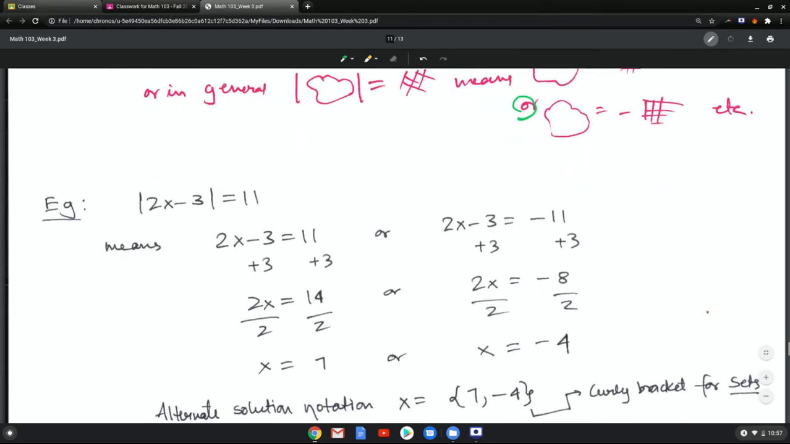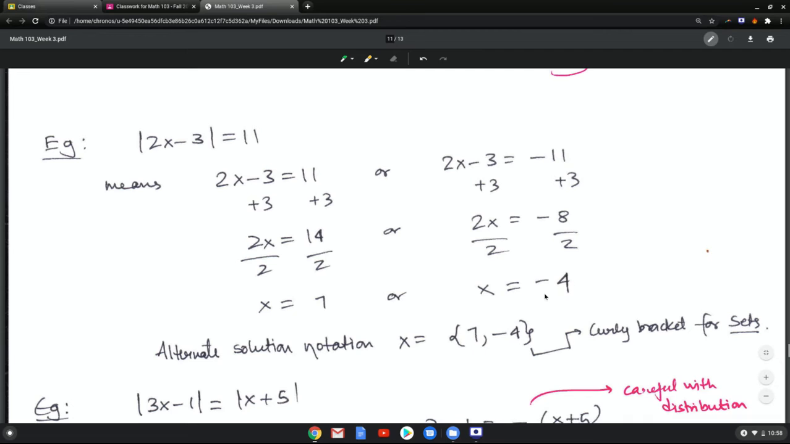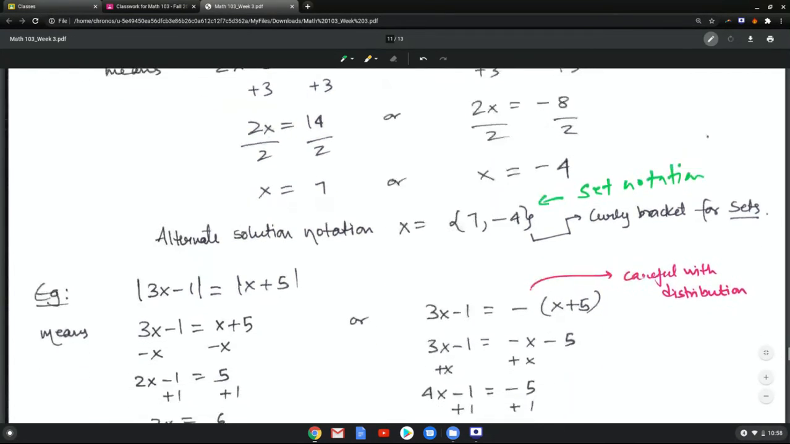Example, absolute value of 2x minus 3 equals 11. So you solve 2x minus 3 equals 11, or 2x minus 3 equals negative 11. And you get two answers. Remember, alternate solution notation is this, which is set notation that we saw for domain and range in chapter 1.